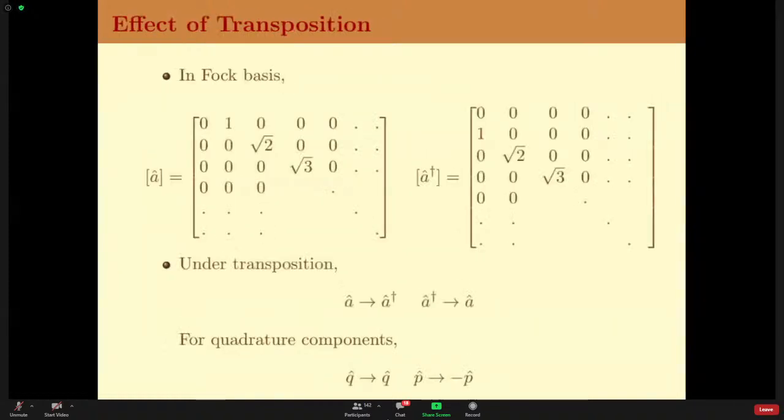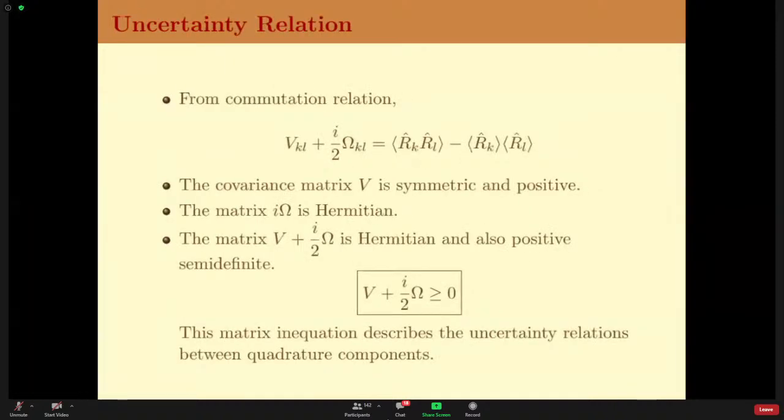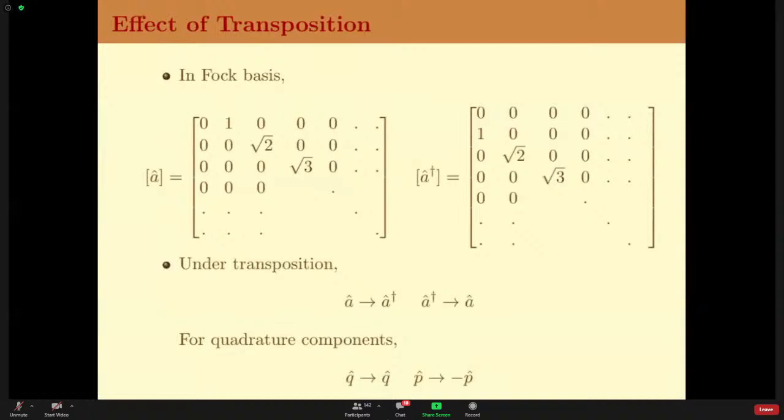Okay, so in the two-qubit systems, what we did is we directly found the partial transposition of the density operator, but in the continuous variable systems, we are not going to do that. We will consider how the covariance matrix V is transformed under partial transposition. For that, we have to know how these operators, the creation and annihilation operators and the quadrature operators, are transformed under transposition.